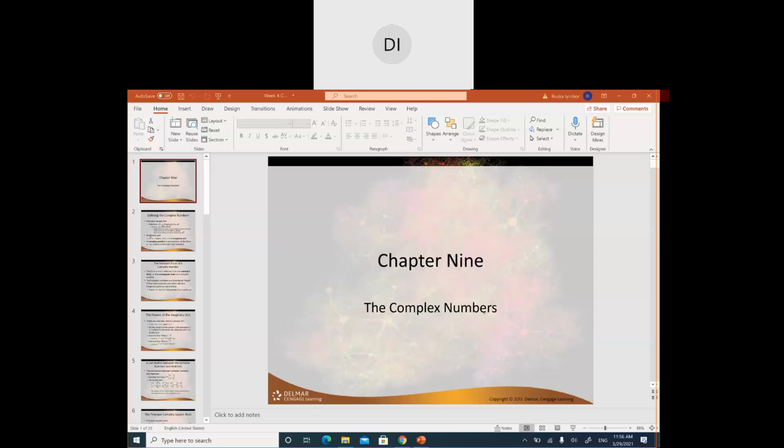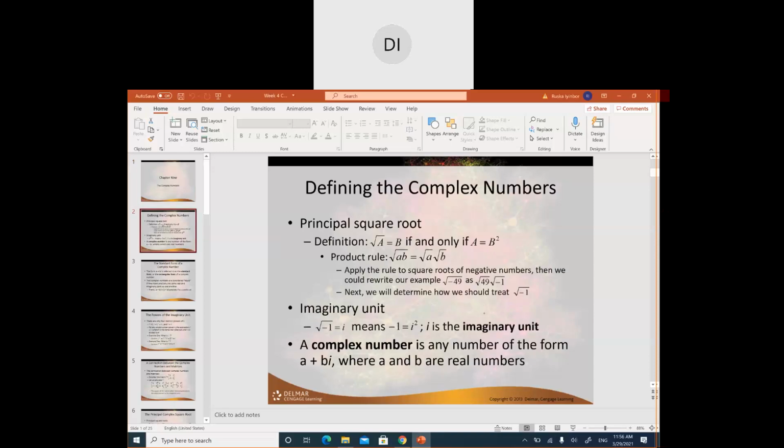Today we're going to go over chapter 9, which is about complex numbers. We're going to start with what a complex number is. A complex number, or imaginary number, is what you get when you take the square root of a negative number. Okay? So square root, everybody knows what a square root is?